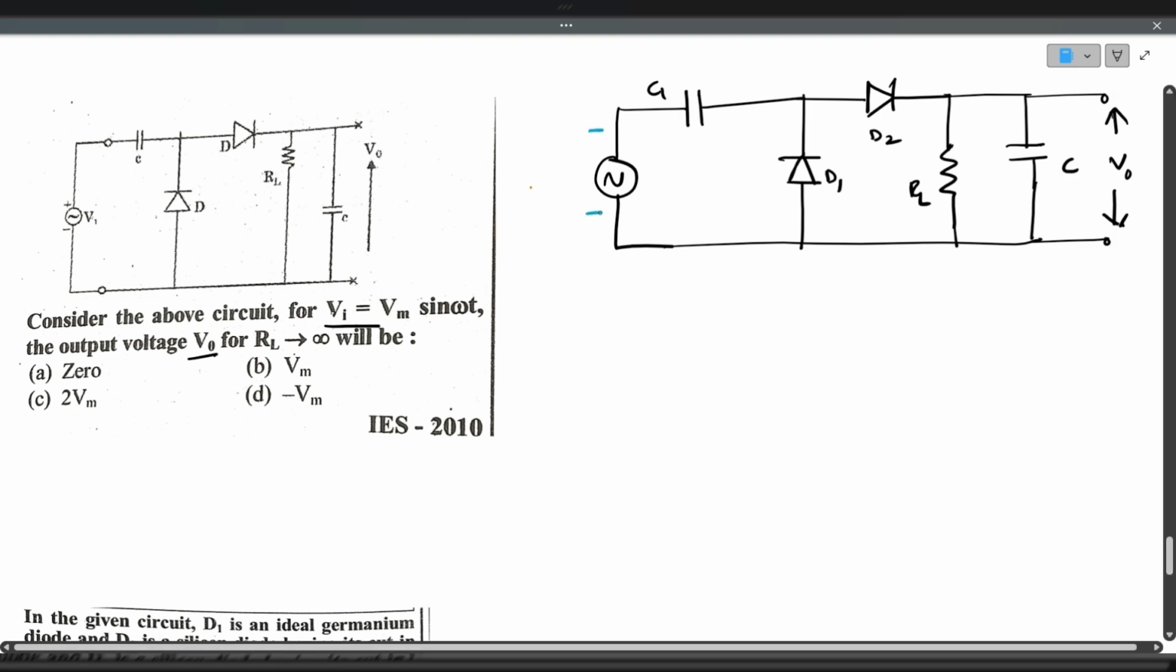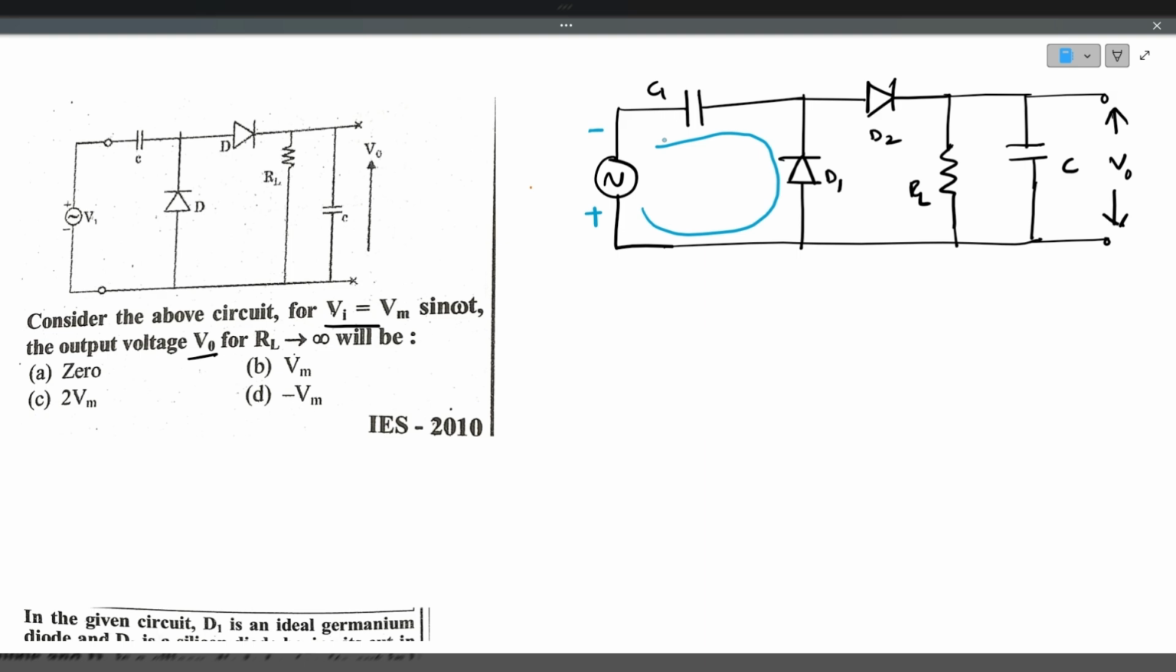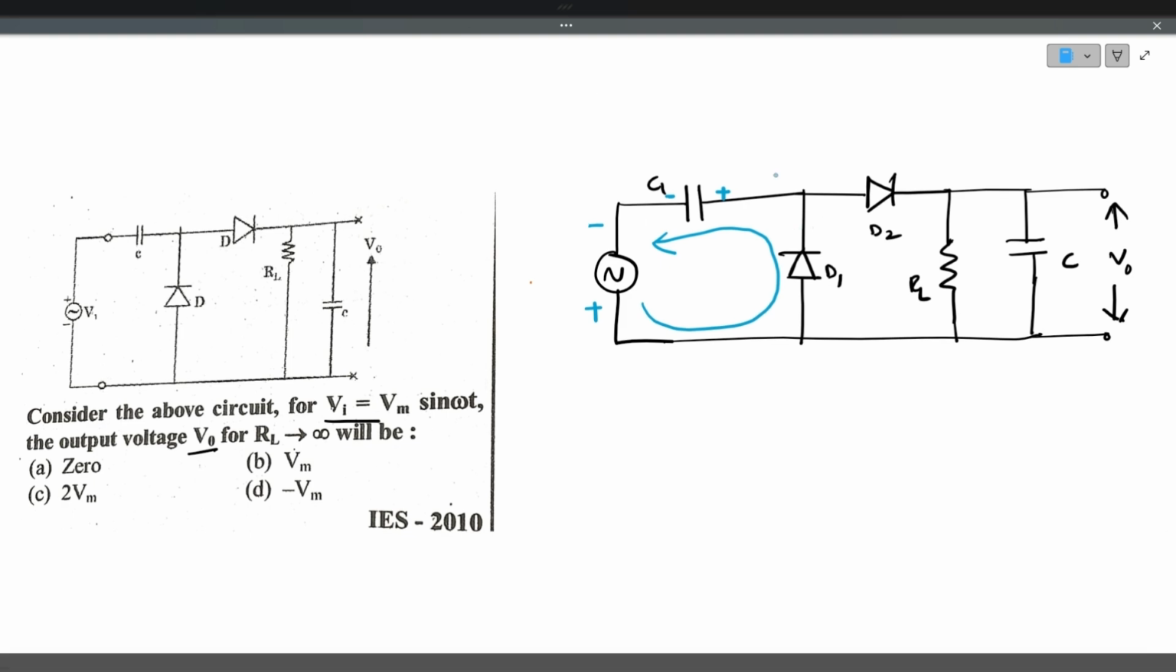During the negative half cycle, blue color is negative half cycle, diode D1 conducts and current flows through C1. So there will be voltage that develops across C1, that is Vm. Vm is the voltage that develops across C1. Okay. Now, next during the positive half cycle, this orange color is positive half cycle, Vm appears here. Current flows through diode D2 and capacitor C2.